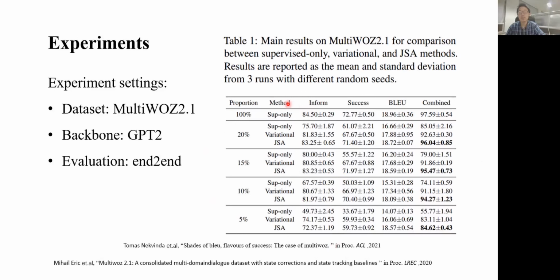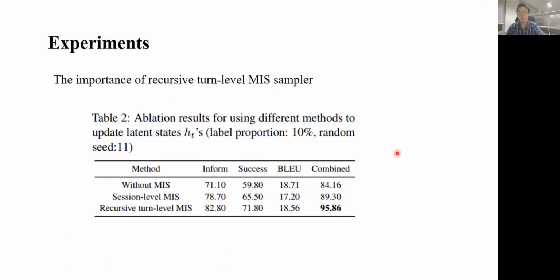Using the method introduced, we conduct our semi-supervision on MultiWOZ 2.1. We used end-to-end evaluation and followed the evaluation script in this paper. We conduct our experiments on each labeled proportion, each 3 times with different random seeds, and the mean and variance are reported for inform, success, BLEU, and combined score. As you can see in the table, our JSA method outperforms its variational counterparts by a large margin.